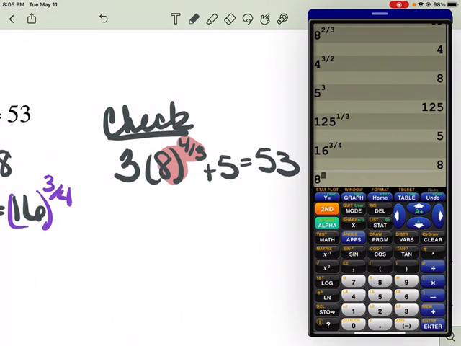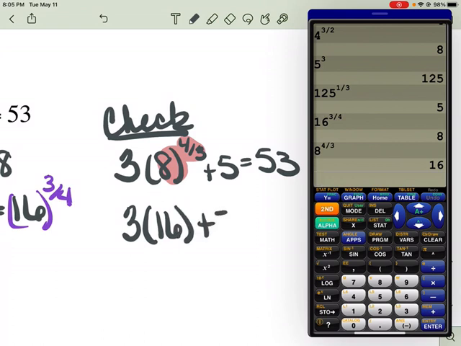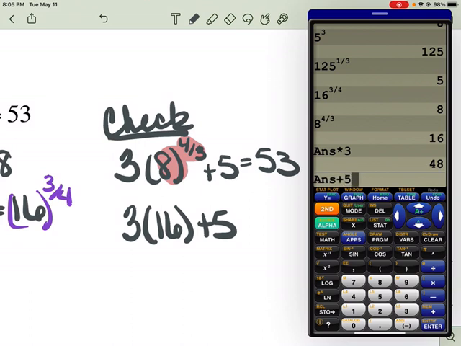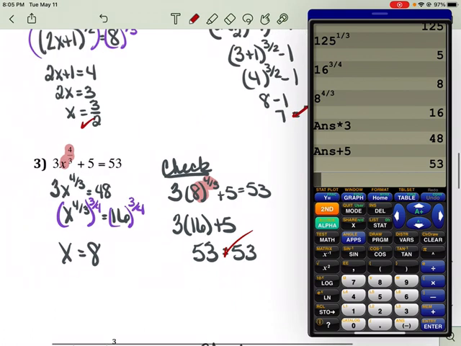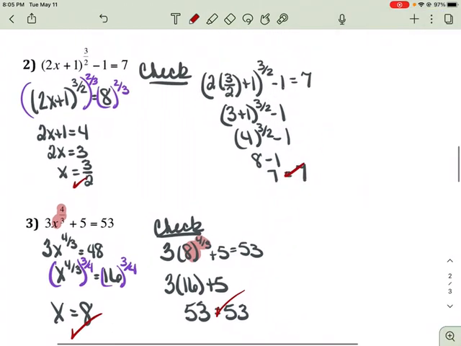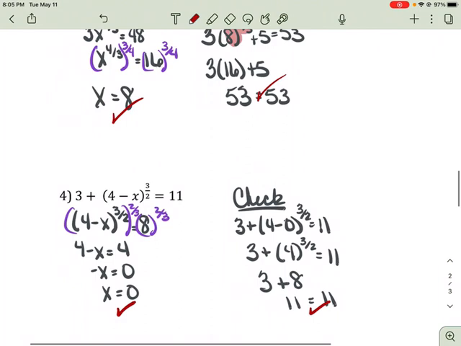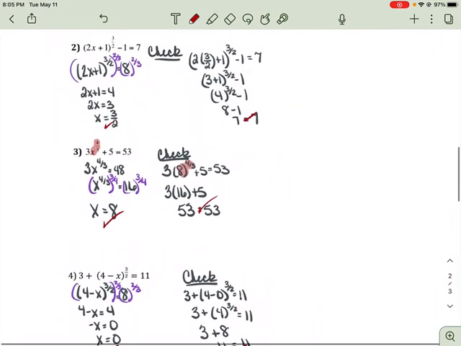Okay, so 8 to the 4 divided by 3, 16. So 3 times 16 plus 5. So times 3 plus 5. 53. Huzzah. Look at that. We get 53. Cha-ching. 8 is our solution. That's awesome. Okay. Why don't you pause the video and try 2 and 4 on your own and then check your answers.